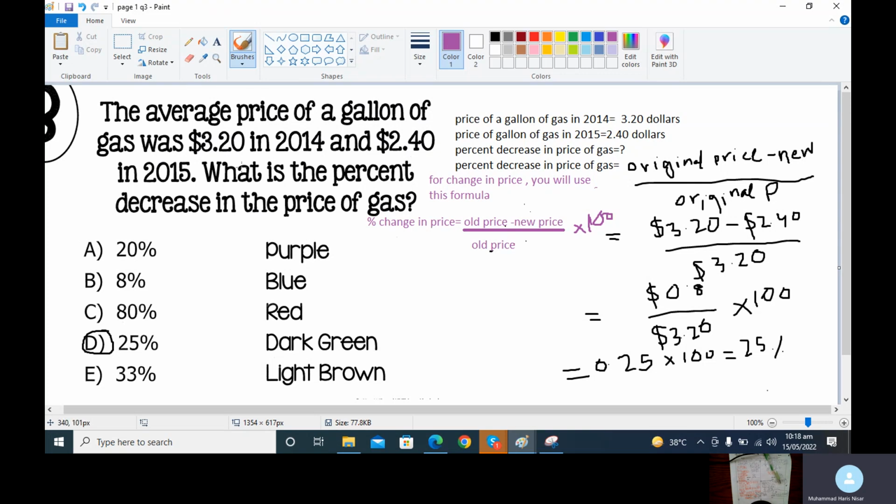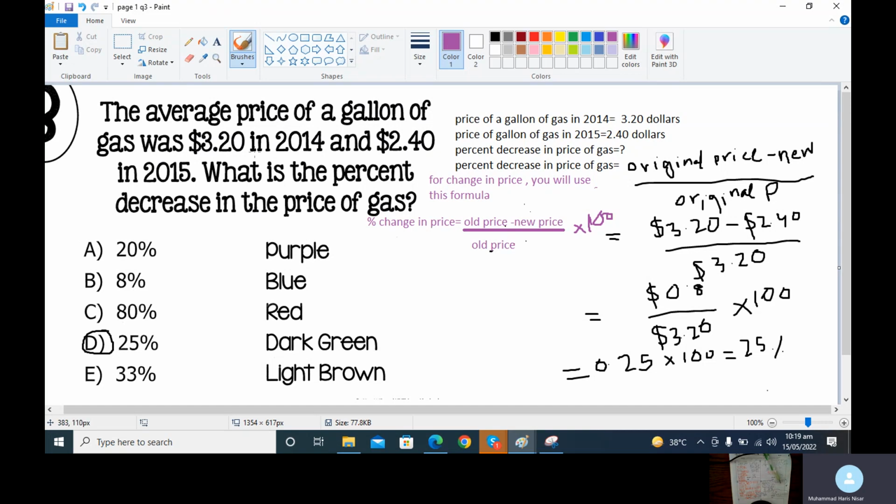I am telling you that this is your reference. You need to see the reference value. With this value you are comparing. Whatever the value is, you will use this. For example, in this question the reference is $3.2. This is your first value. The initial price was $3.2 in 2014, and then it decreases to $2.4.